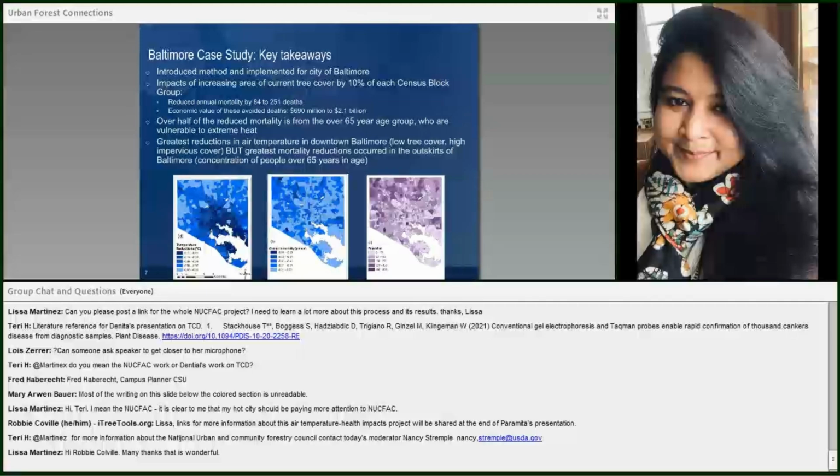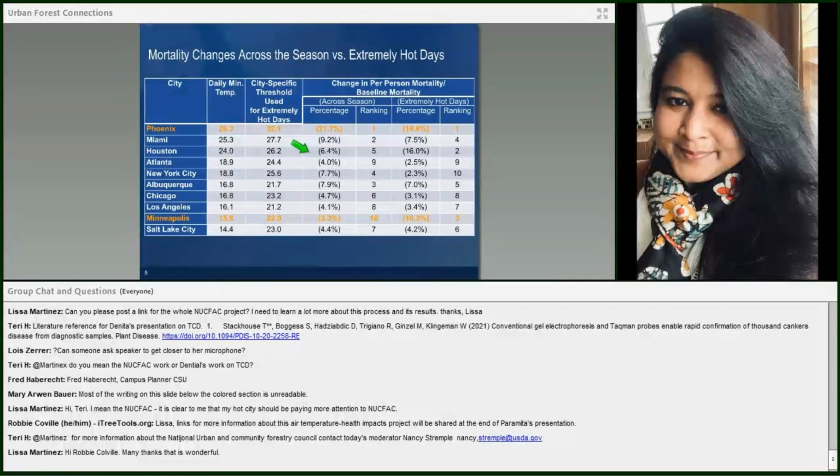And the other interesting find was that the greatest reductions in temperature were really in downtown Baltimore, if you can see the dark blue shaded area. But if you look at where the impacts were, they were more in the outskirts. So you see that the mortality impact, which is in the middle map, lines up with the purple colored map on the right-hand side, which is really the population. That was a very interesting finding for us: the mortality benefits are not necessarily where the temperature changes occur. It's also where the vulnerable people are.